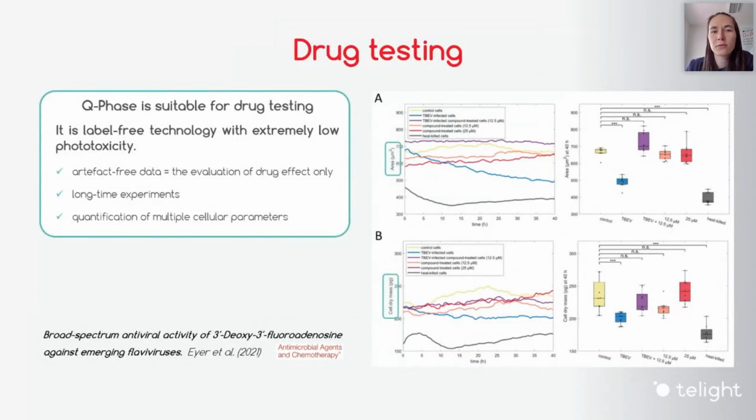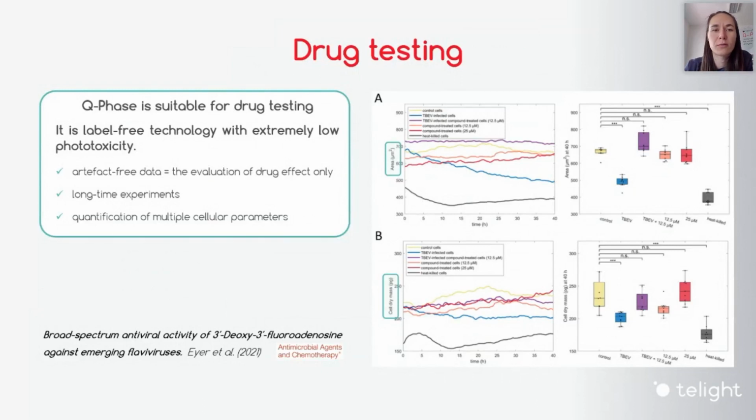Quantitative phase imaging can also be used for drug testing, and the really big advantage here is that the effect that you are measuring comes only from the drug, from the treatment. The cells are not influenced by fluorescence staining or by frequent phototoxicity. They are monitored label-free in a cell-friendly technique, and this provides artifact-free results.